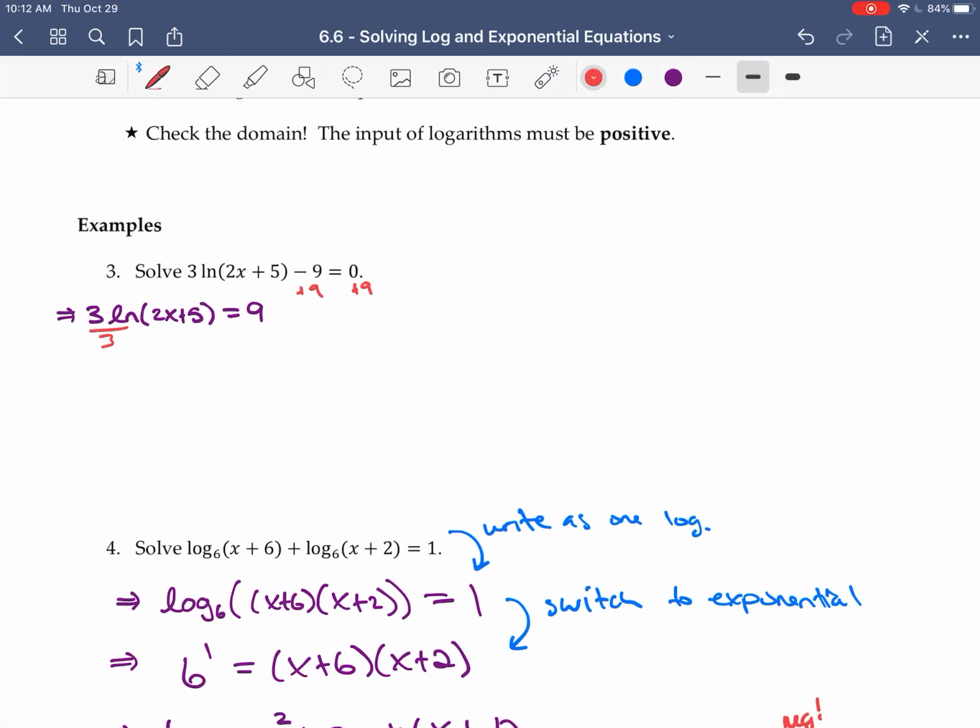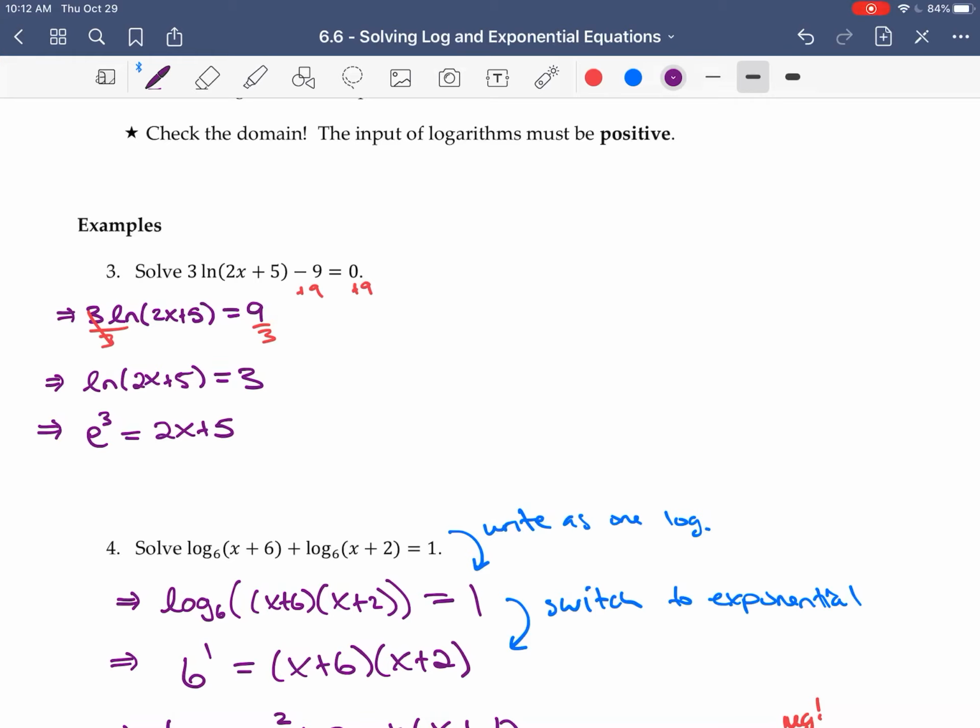And then I can divide both sides by 3. So now I have the ln by itself. So ln of 2x plus 5 is equal to 3. Okay, now this is log base e, so now I can use the relationship between the logs and the exponentials to say that this means that e to the 3 is equal to 2x plus 5.